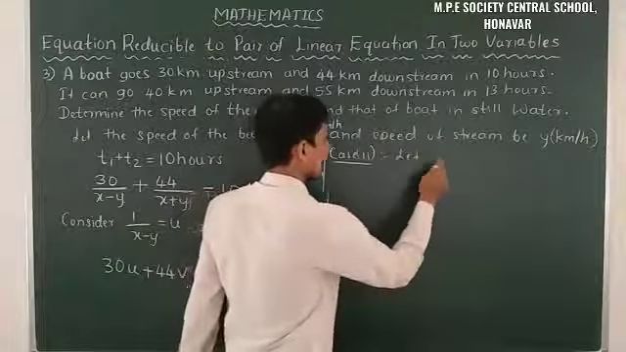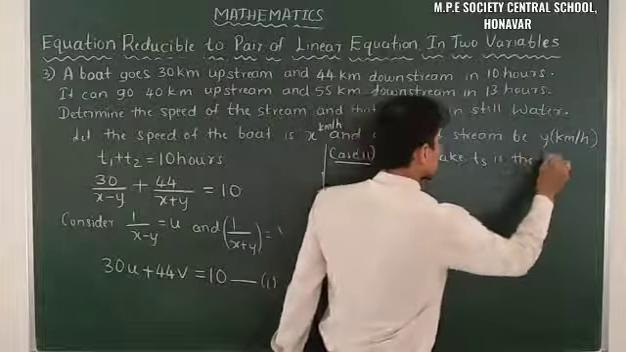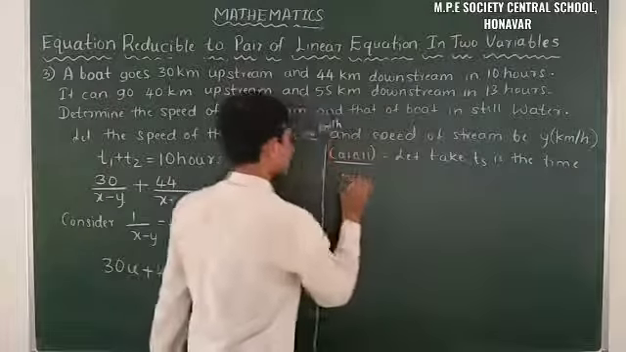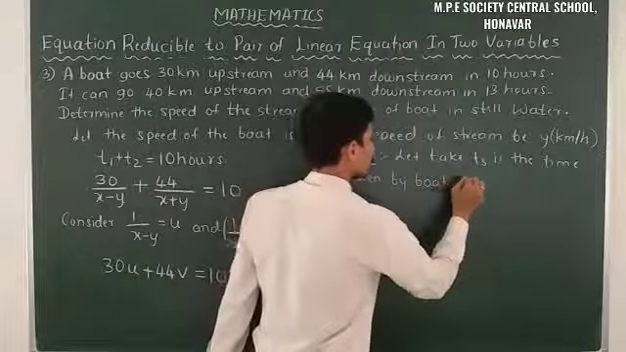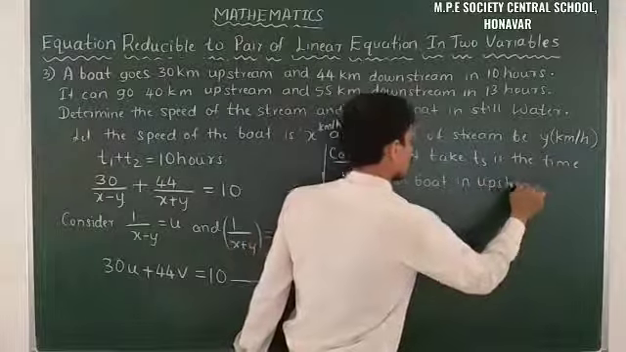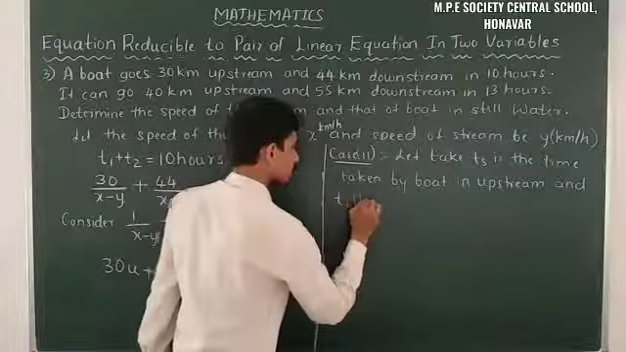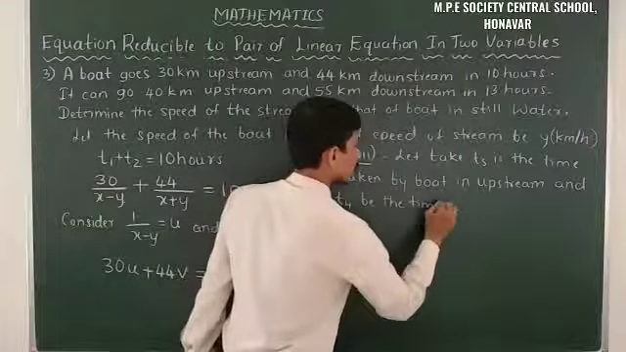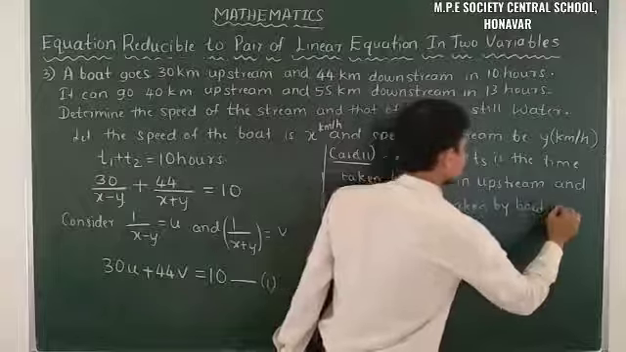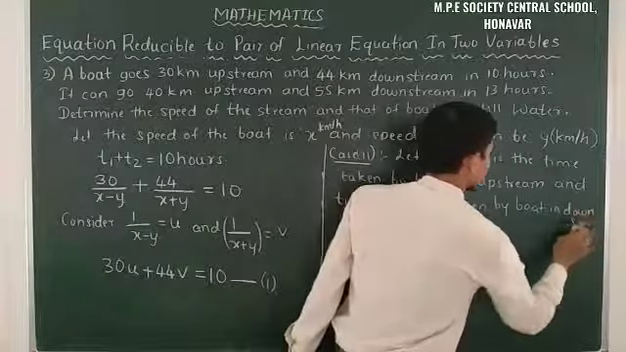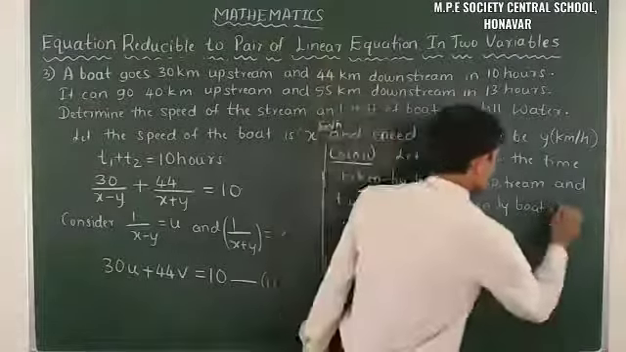Let T3 be the time taken by the boat in upstream and T4 be the time taken by the boat in downstream. Time taken by the boat in downstream.